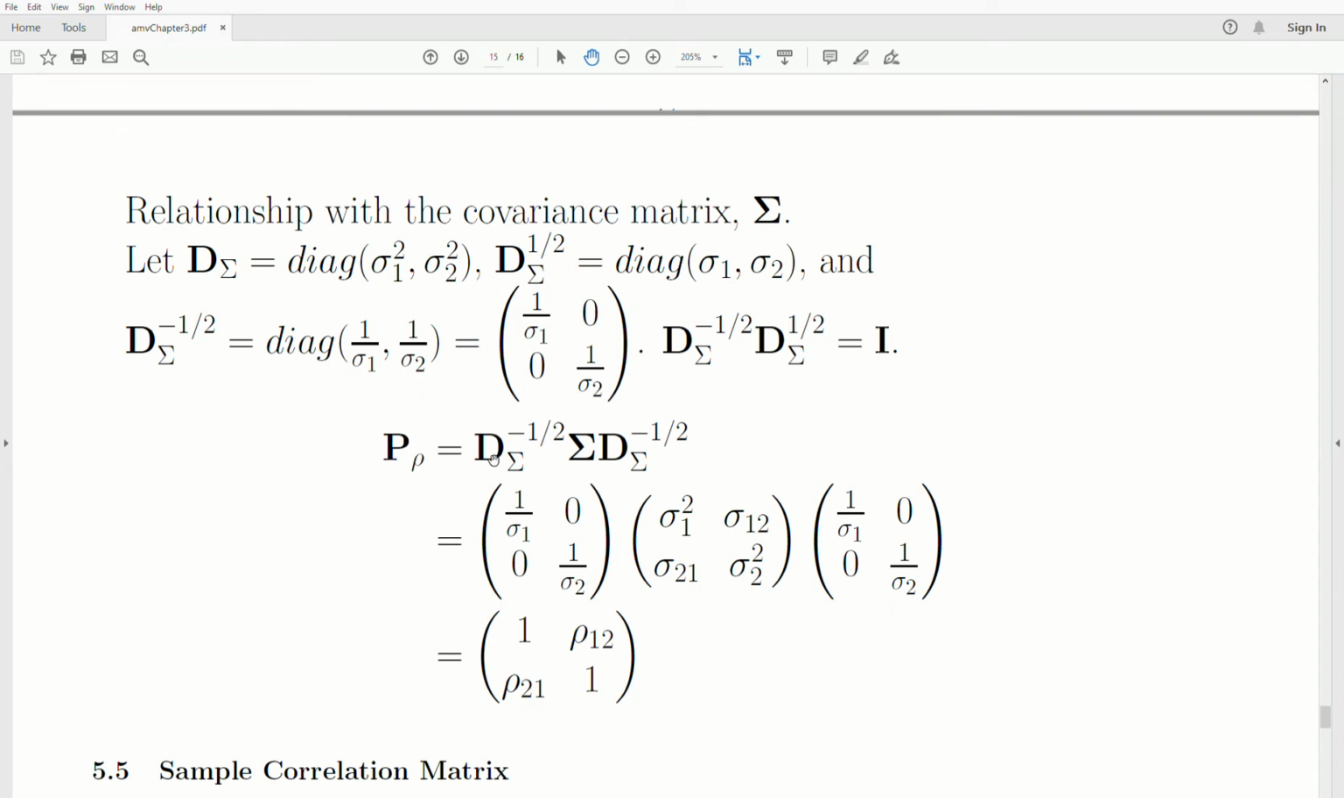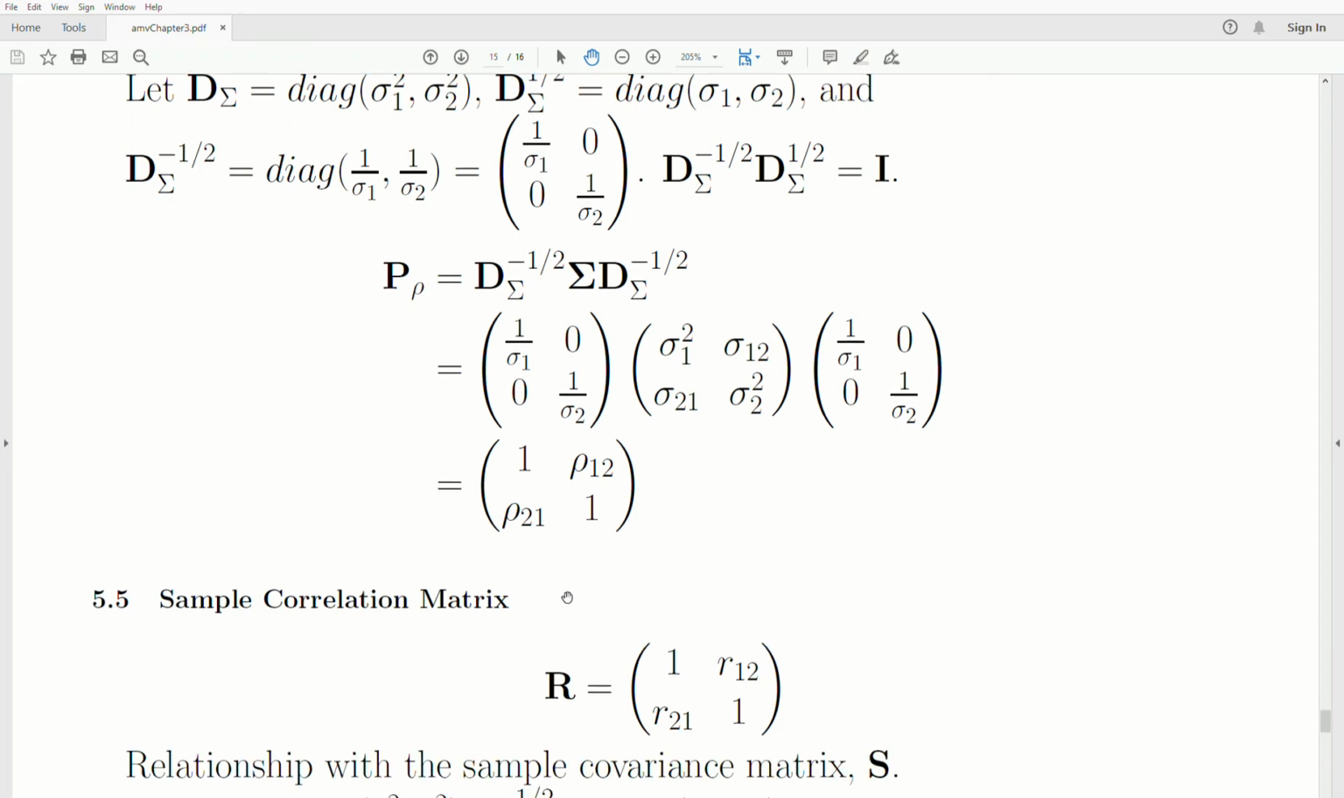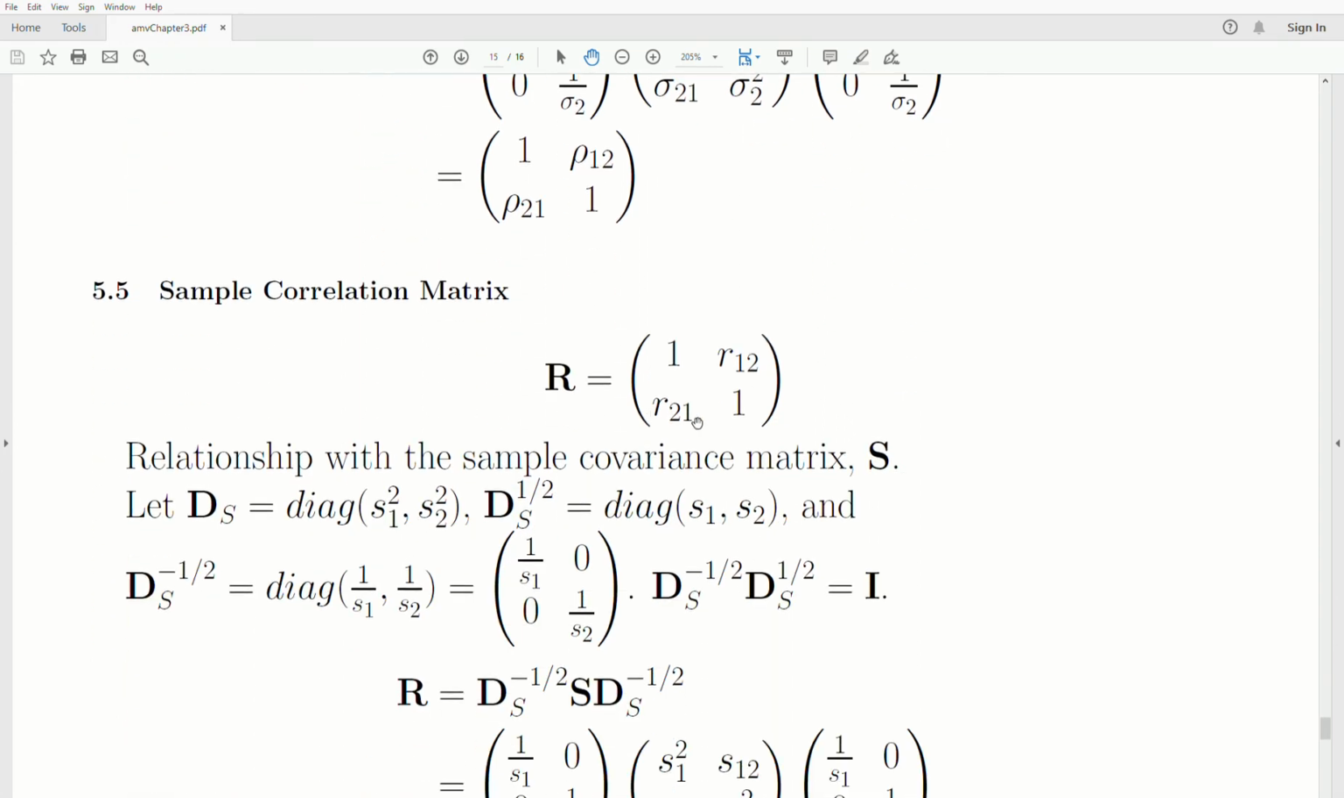Capital P is the inverse of the square root matrix, times Σ, which is the covariance matrix, times the inverse of the square root matrix, which are these. And then when you multiply these through, remember a diagonal times a matrix, this goes to each row, and this goes to each row. And then here, if you right multiply by a diagonal matrix, this goes to the columns, and that creates the correlations. Now the sample correlation matrix is analogous.